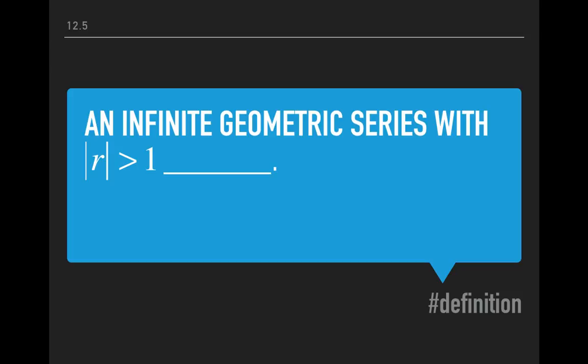Now, contrast that with rates whose absolute value is greater than 1, like 2, -3, 26. They are going to diverge. They are going to just grow beyond a sum, beyond a value that we can find.